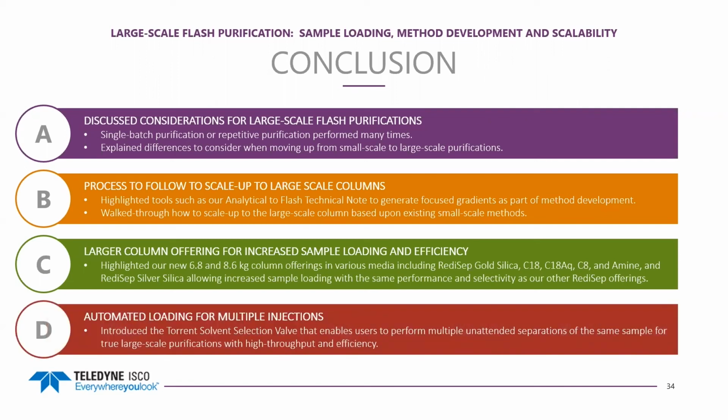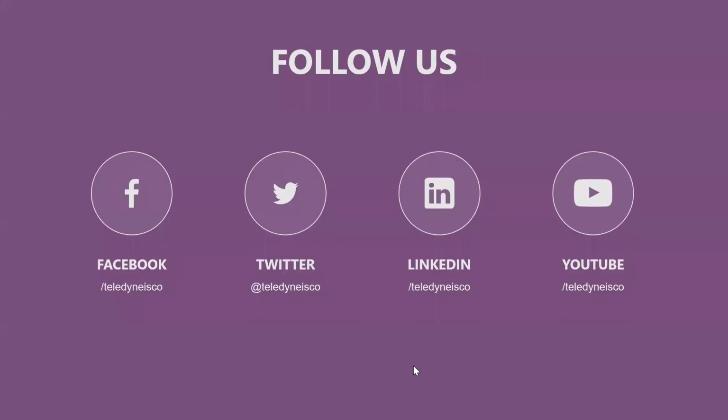And then finally, we discussed how we can perform automated loading for multiple injections, and how introducing the Torrent solvent selection valve module can enable users to perform multiple unattended separations of the same sample. And this really offers us true large-scale purification with high throughput and efficiency with minimal user interaction. So the user can be doing other tasks while the runs are going, and we can maximize their efficiency in the lab.